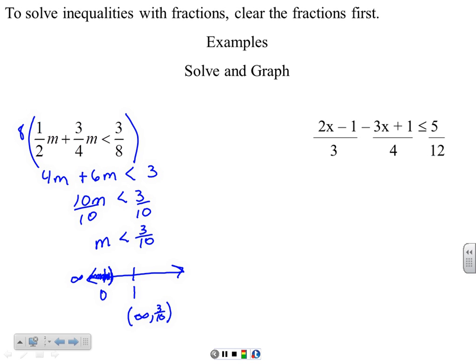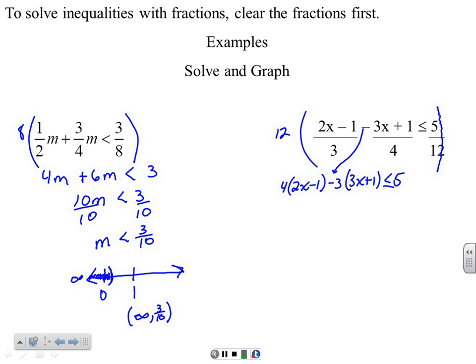So the one on the right, the least common denominator between 3, 4, and 12 is going to be 12. Alright, so we'll multiply everything through by 12. So 3 will go into 12 4 times, so we're going to multiply 4 times that numerator. 4 will go into 12 3 times, and remember this minus sign is going to go here, so we'll have negative 3 times 3x plus 1 is less than or equal to, 12 will go into itself 1 time, and of course 1 times 5 is 5.